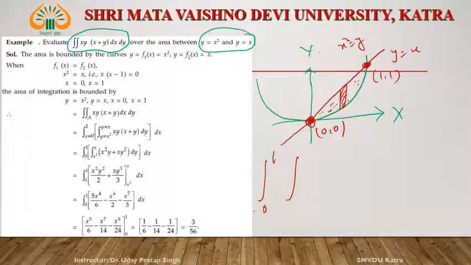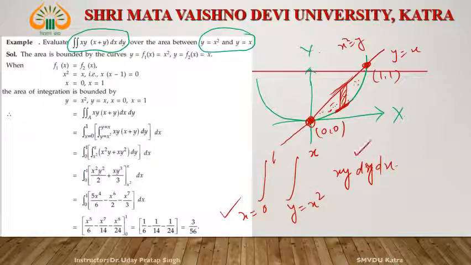x equal to 0 to x equal to 1, and the lower portion of the curve lies on this part, that is the parabola, and the parabola is x equal to y square. So this limit is y equal to x square. Since the lower portion of the strip lies on the parabola and the upper portion of the strip lies on the straight line y equal to x, xy dy dx. So first evaluate with respect to y and second with respect to x.